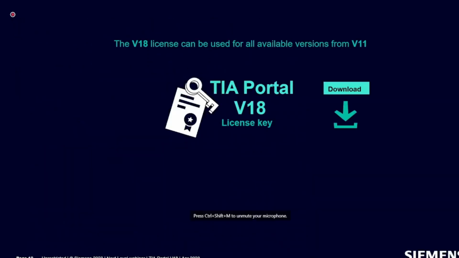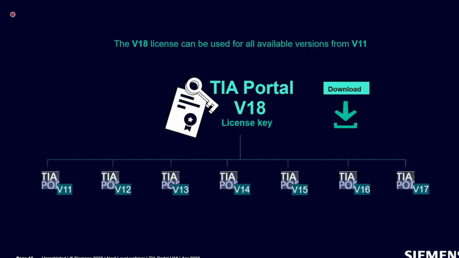So coming to the license, TIA Portal version 18 also needs a license, which gives us the right to work on TIA Portal version 18. So the OS is predominant for us. And what is the backward compatibility?